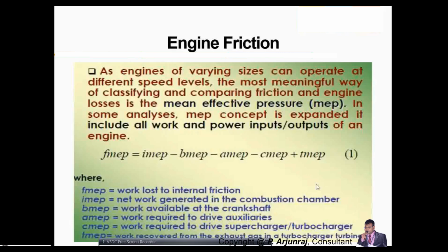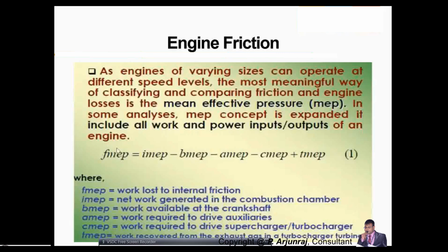Now we have also seen engine friction in the first and second class. The friction can be measured in terms of the mean effective pressure of the engine. The mean effective pressure is the average pressure which is developed inside the cylinder. Basically, you have cycles and strokes. Two strokes equal one cycle in a two-stroke engine, and four strokes equal one cycle in a four-stroke engine.